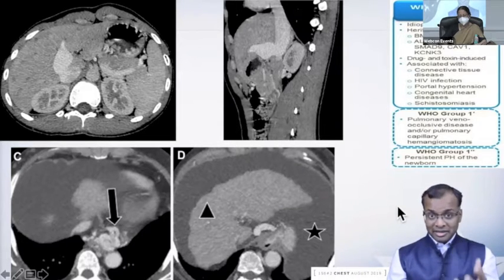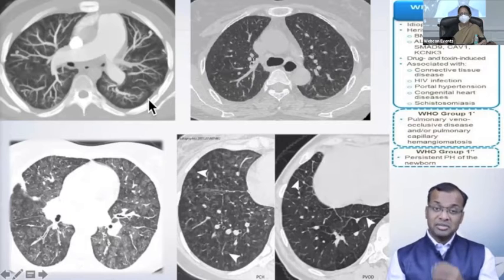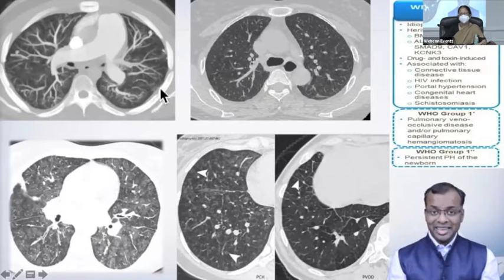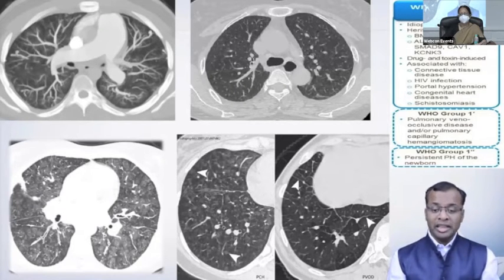Now, when we look at our index patient, a 28-year-old female, she could have pulmonary AV malformations. You can see multiple AV malformations which CT will show classically. She could have connective tissue disease, which we can see very well as part of group 1. We can see that the esophagus is dilated. There could be interstitial lung disease.